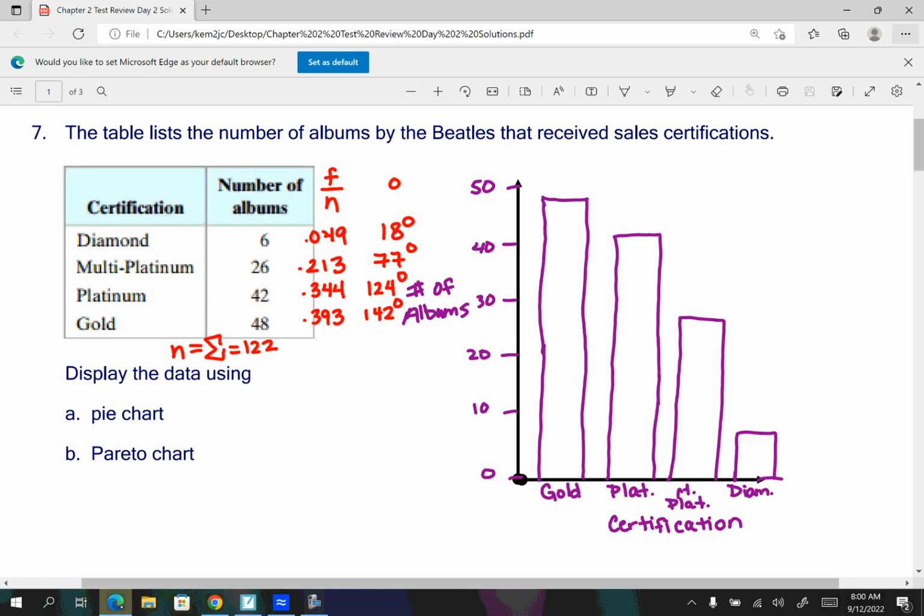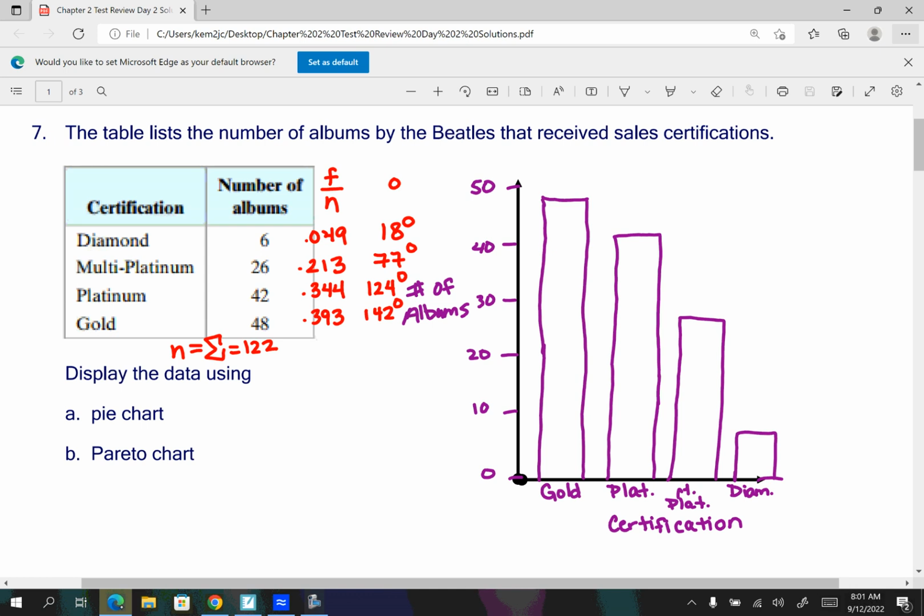And then just make sure any chart you guys are making, you're labeling. We're labeling the x-axis, we're labeling the y-axis. My x-axis here was just whatever types of certification for albums. And then we just labeled, you know, what each bar represents here as categories, more than numbers that we have to worry about. And the number of albums is what I have labeled on the side there.